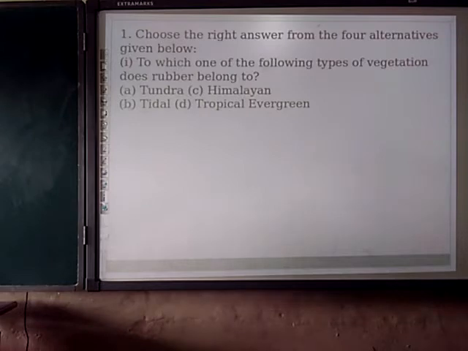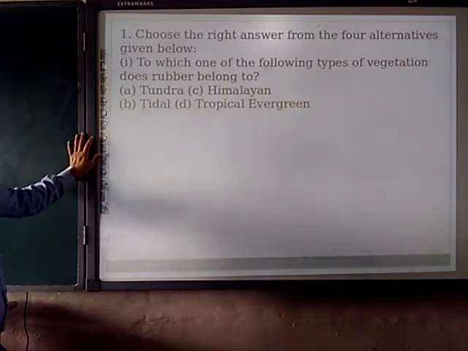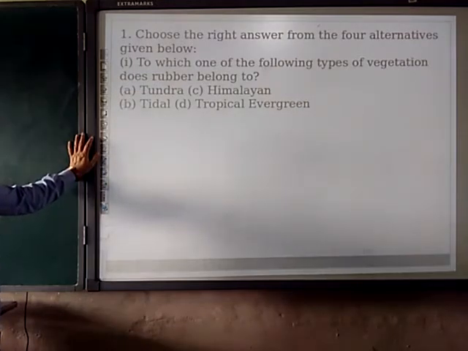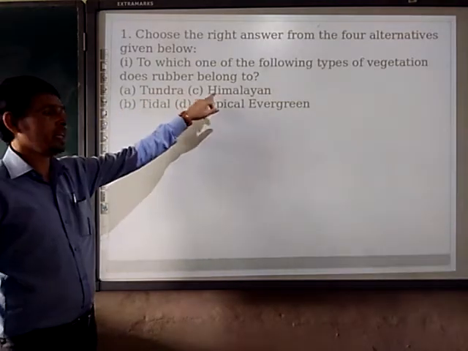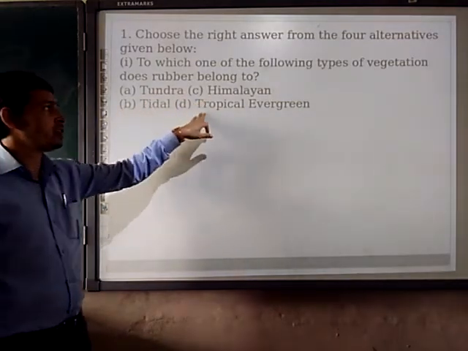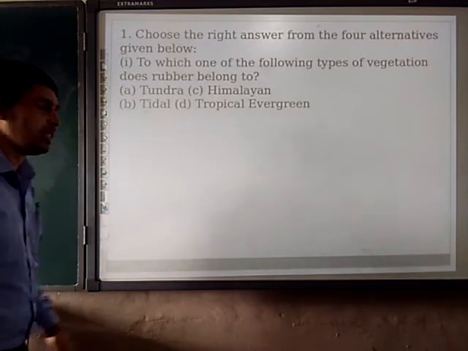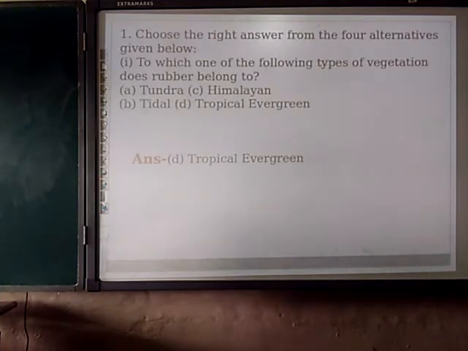Next, question number 1. Choose the correct answer from the 4 alternatives given below. To which one of the following types of vegetation does rubber belong? Tundra, Himalayan, tidal, or tropical evergreen. Tropical evergreen is the correct answer. Please make a note of it.